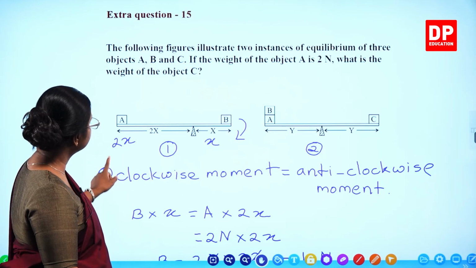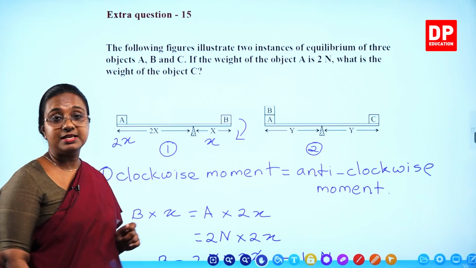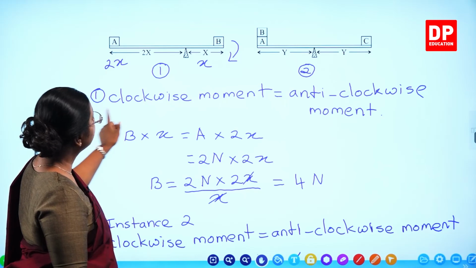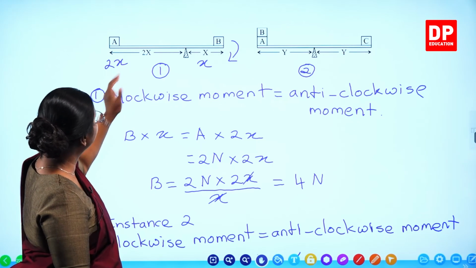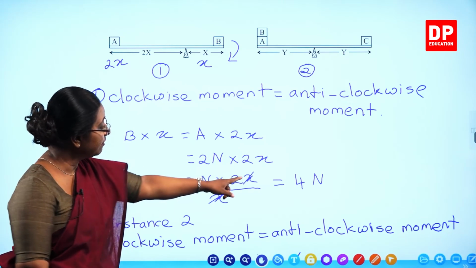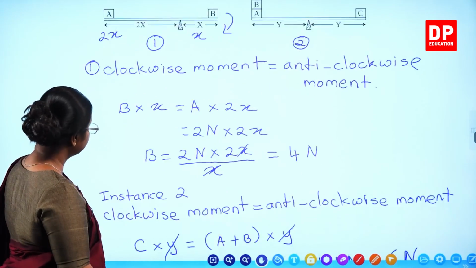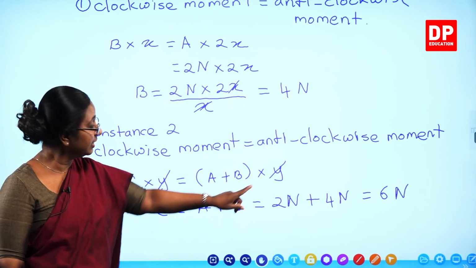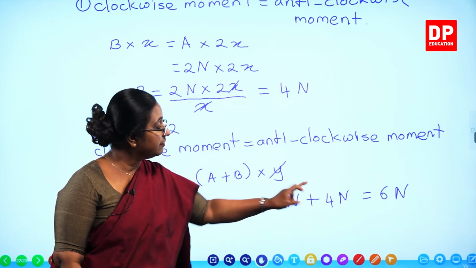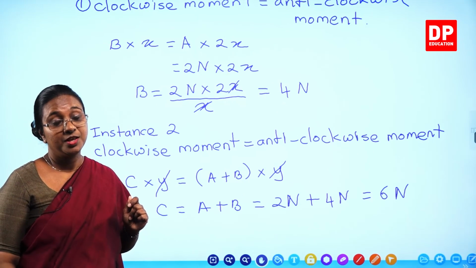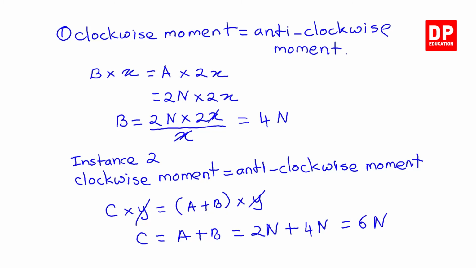So in the first instance, you can see A and B objects are there. From the ratio, you know A is lighter, B is heavier. So we found the weight of B using the equation where clockwise moment is equal to anti-clockwise moment. Why? This is in equilibrium. So from that, we found the weight of B as 4 Newton. Then we considered the second instance where A plus B was together. The perpendicular distance is Y. That was equal to C into Y. So from that, we were able to find the weight of C. So I am sure, students, you were also able to do this calculation correctly.